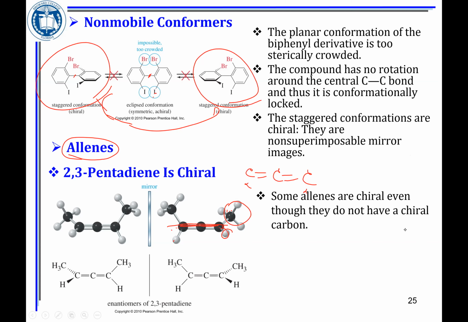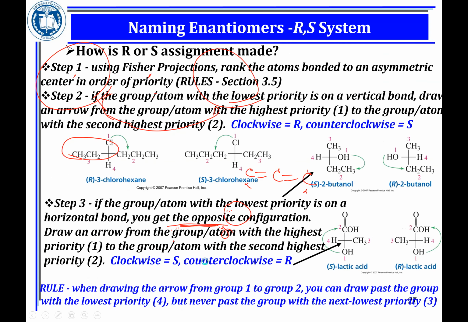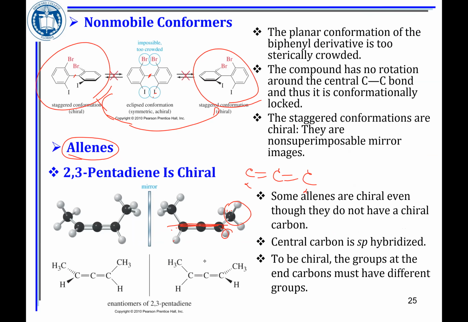And their explanation is here. They are chiral even though they have no chiral carbon, because you have a carbon here with sp hybridization.